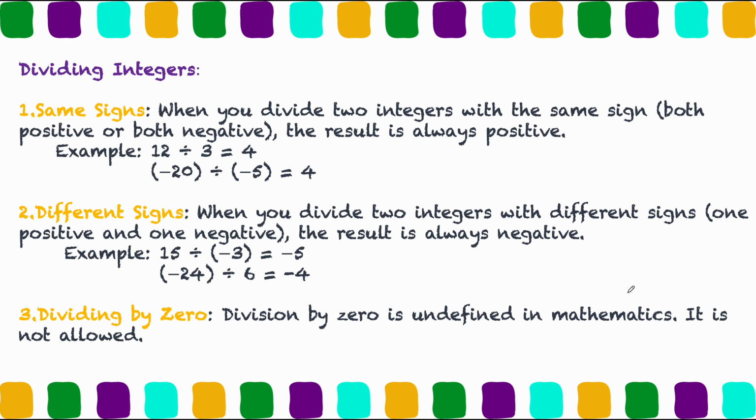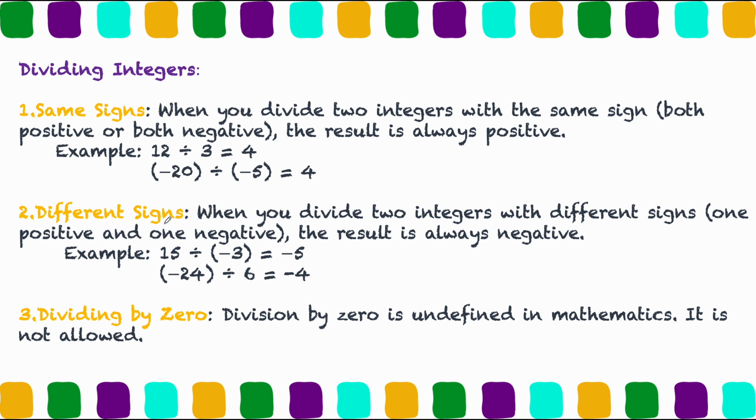Now we're on to dividing integers. Now, just as with multiplying integers, when the signs are the same, for instance, we are dividing two positive numbers or two negative numbers, our answer will be positive. So for example, we have 12 divided by 3, that will give us positive 4, and we have -20 divided by -5, our answer is still positive, and it is also positive 4.